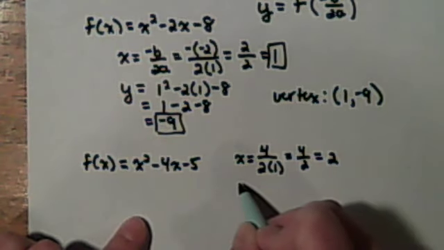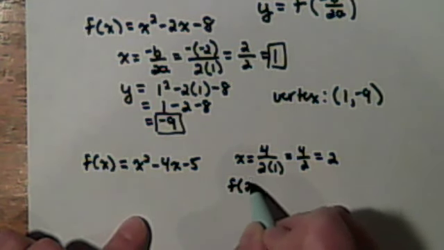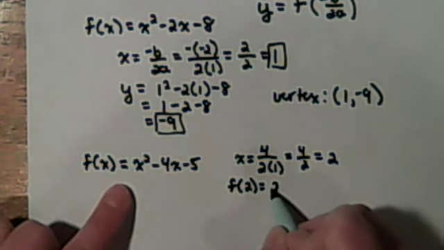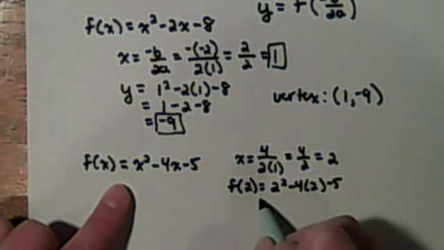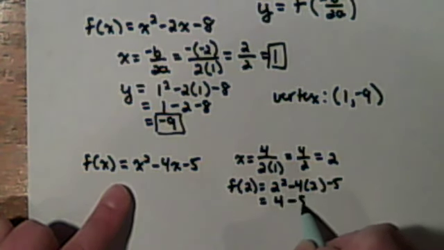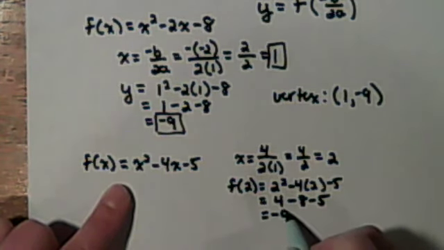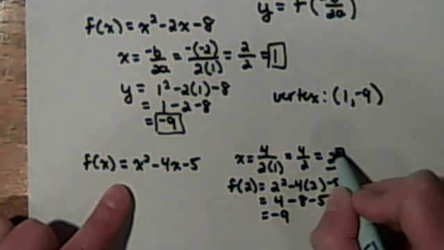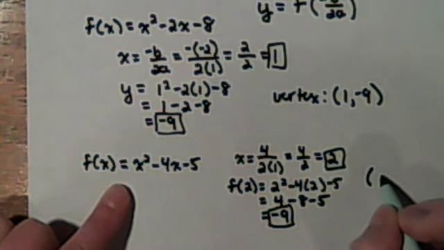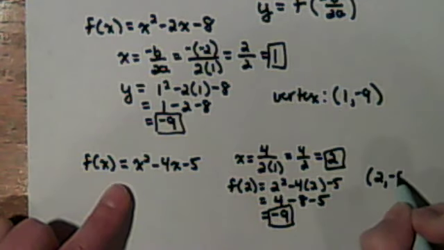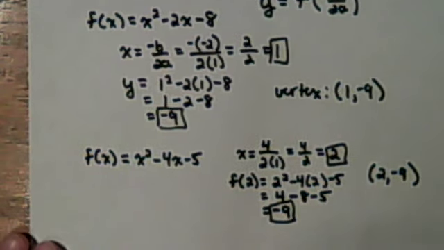There's my x-coordinate. To find my y-coordinate, I simply evaluate f of 2. So now I end up with 2 squared minus 4 times 2 minus 5. So that gives me 4 minus 8 minus 5, which ends up giving me a negative 9. So again here, I have an x value and a y value, so my vertex is at 2, negative 9. If you look back in your notes, that's what we came up with when we rewrote that equation.